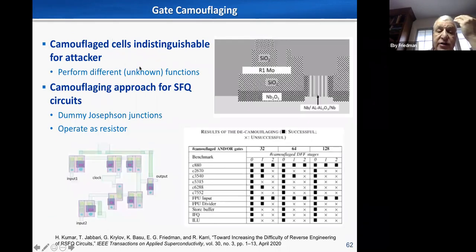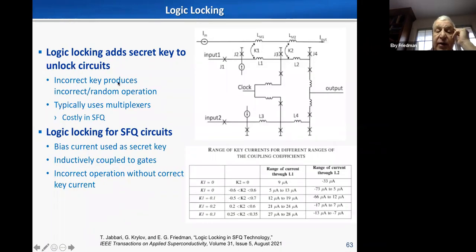We use camouflaging. There's been work on developing camouflage techniques, using dummy JJs. They look like a superconductor device, but they're just basically a resistor. And so we fake it out in that way. We use logic locking. We have a variety of different techniques that we've used for logic locking, and we use the bias currents now as the key rather than some sort of binary structure in CMOS. So we've got different approaches. We've published this paper recently. So security is an important issue.